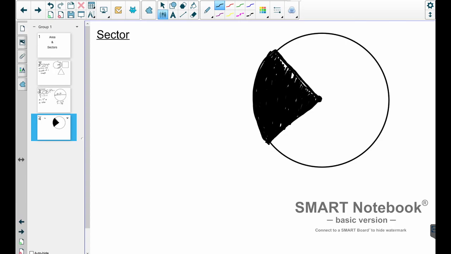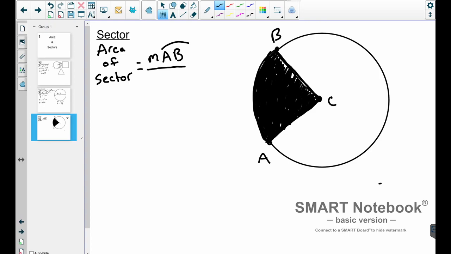Now, let's have a formula for this. The area of a sector is equal to the measure of arc AB in this case. We'll call this AB. And remember, those letters may change, but this is what we're working with from here. Divided by 360 degrees, times pi times our radius squared.